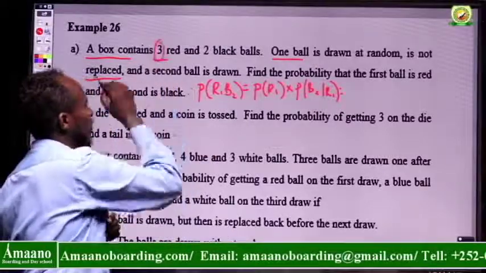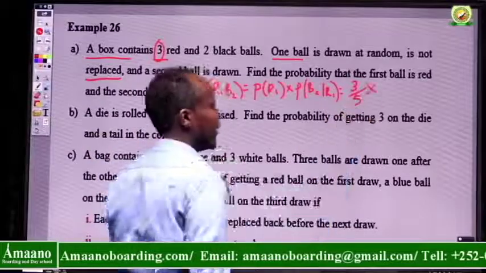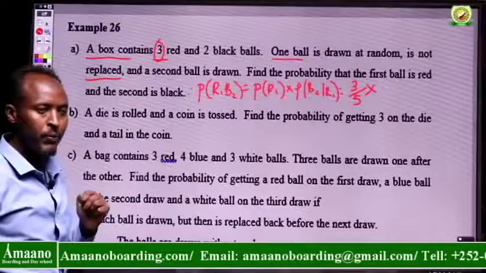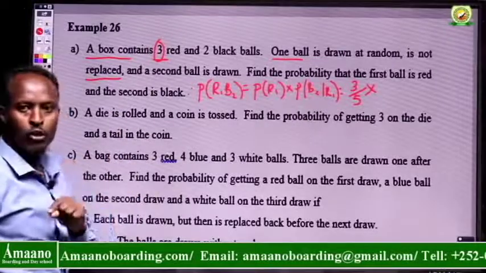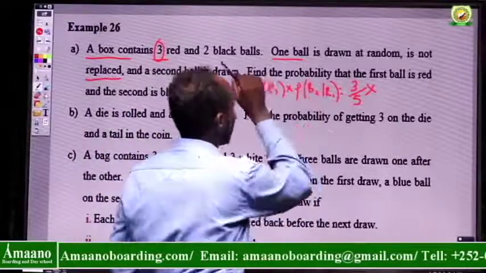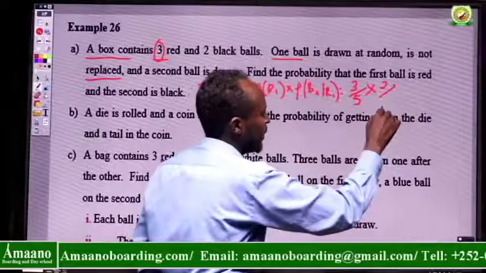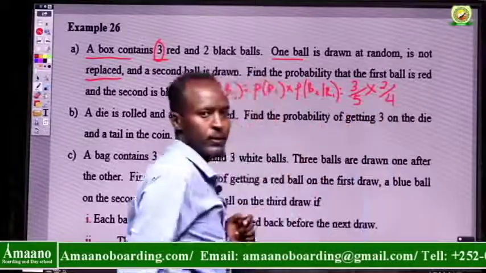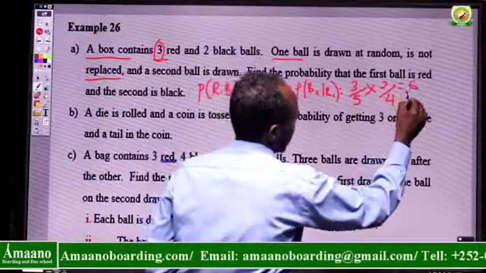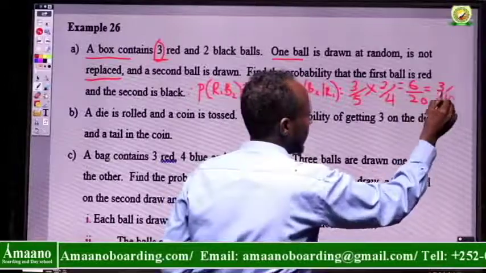How many red balls do we have? 3. The total number of balls was 5. We want to select another ball from the bag, but the first one will not be replaced back. Therefore, how many black balls do we have? 2. Given that the red one has already occurred, it decreases the number of possible ways. If you multiply the top, it's 6 divided by 20, then simplifying, you have 3 over 10.